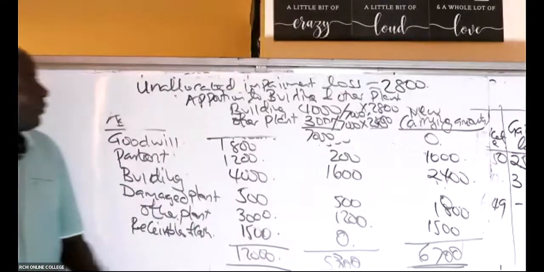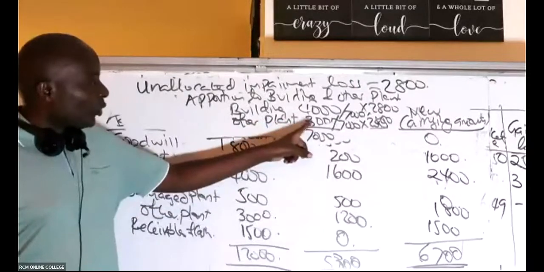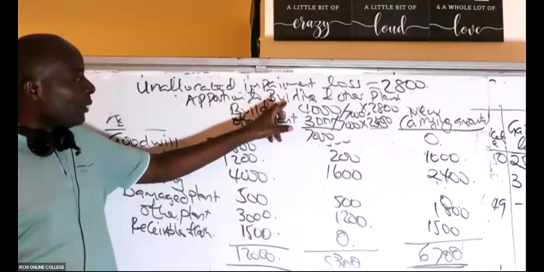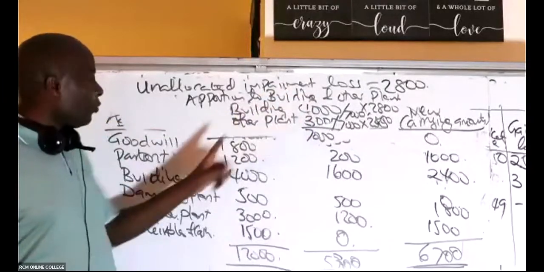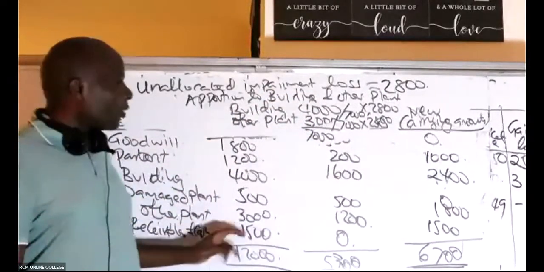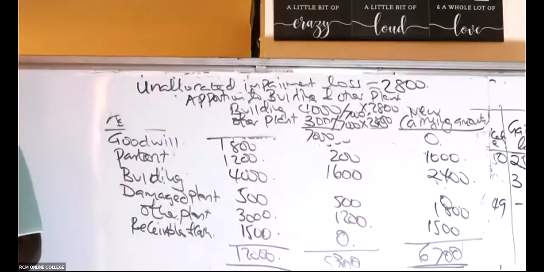Where is the 7K coming from? Here. You see, building has 4,000 carrying amount and other plant has 3,000. Because we are allocating this 2,800 to the two only, building and other plant, when you add the two, you get 7,000.